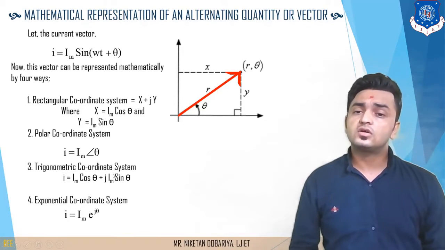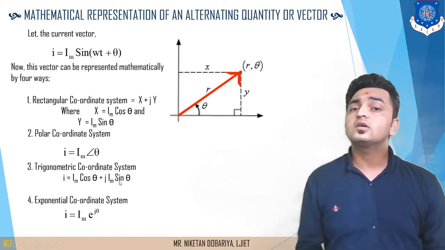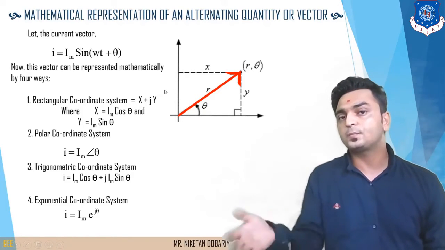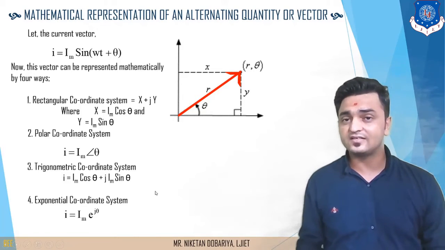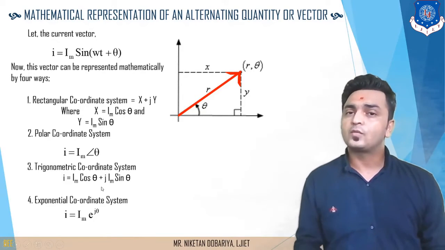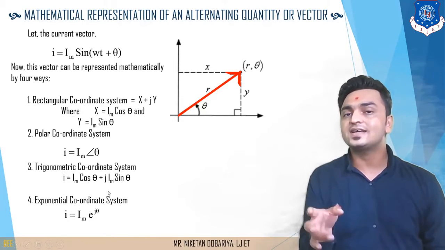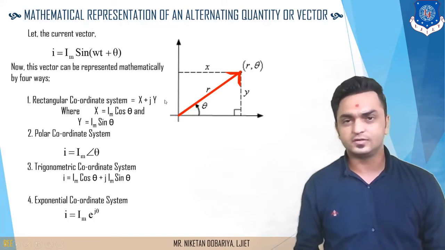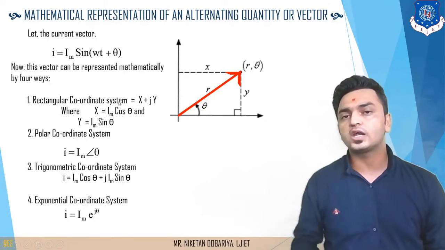Now third is the trigonometric coordinate system. Here we are going to define this vector in the form of cos and sin theta, or cos component and sin component, as given in this equation over here. That is, I is equal to Im cos theta plus the vertical imaginary component, that is plus j Im sin theta. Basically this is again given over here. So this is kind of the same thing that is given in point number 1.